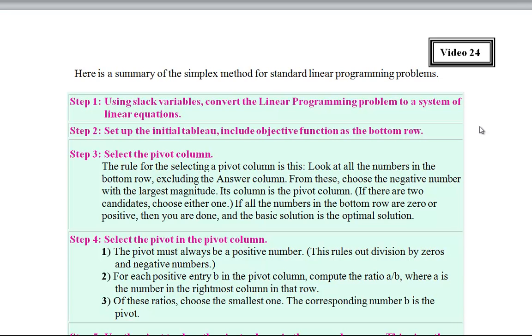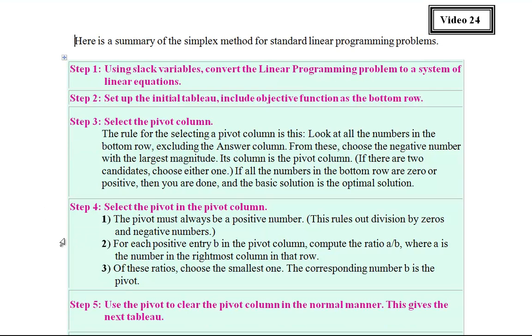If all the numbers in the bottom row are 0 or positive, then you're done, and the basic solution is the optimal solution. But you know 9 times out of 10, that's not going to be true. Step 4, select the pivot in the pivot column. The pivot must always be a positive number. This rules out division by zeros and negative numbers.